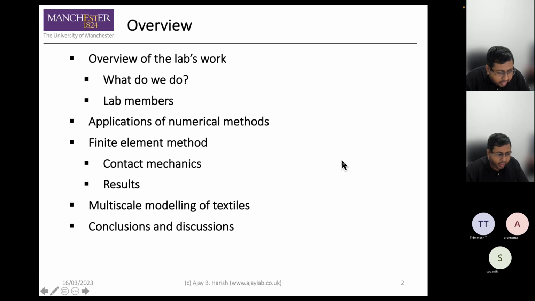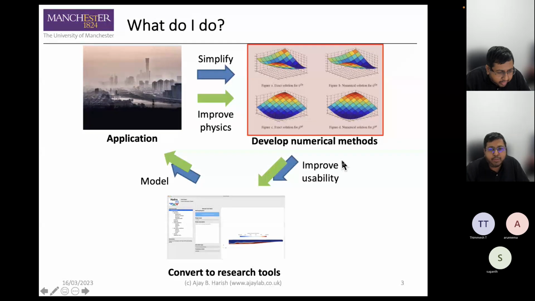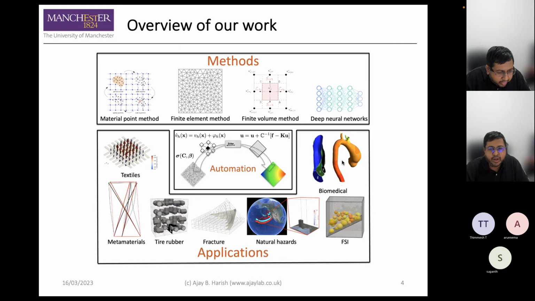Okay, so what do I primarily do? My primary goal is to develop numerical methods. That's the goal of the lab: to look at different types of numerical methods and see what kind of applications they can be applied to, and eventually release them as open source research tools that can be used to model some of these phenomena. So that's where we are looking. I look at a range of methods like finite element method, finite volume, material point method recently, and so on. And recently, we've also been doing SPH, and of course, WAM has been a big part of some of the work that I've been doing.